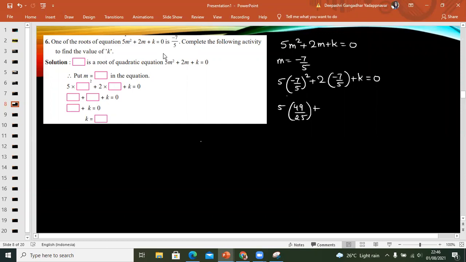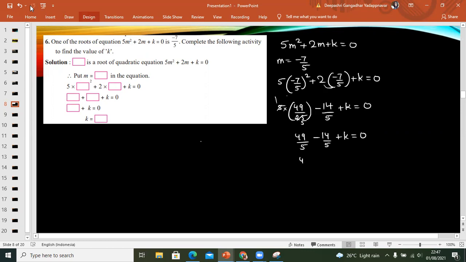Plus, let's multiply this inside. Positive times negative will give you negative. 2 multiplied with 7 will give you negative 14, divided by 5. We should not multiply 2 and 5. 2 will multiply only with the numerator. Plus k equals 0. The 5 can be cancelled because there is a multiplication sign here. 5 times 1, 5 times 5. 49 divided by 5 minus 14 divided by 5 plus k equals 0.